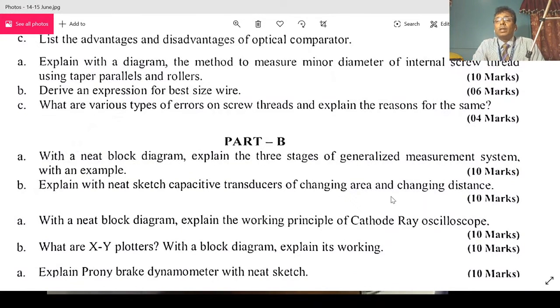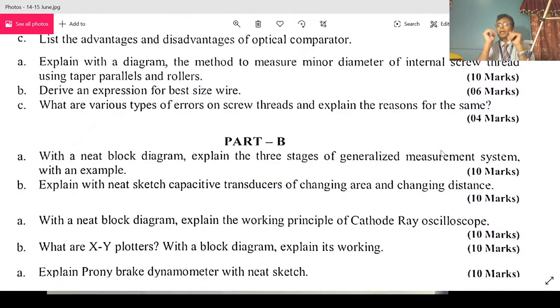Okay. Next, neat sketch. Explain 3 stages of generalized measurement system. Stage 1, detector transducer stage. Stage 2, intermediate modifying stage. Stage 3, readout stage. I think this was even your first IA test also. The same question was asked. This carries 10 marks. It varies from 6, 8 or 10 marks. Simple sketch, 3 parts: generalized measurement systems, input, stage 1 detector transducer stage, stage 2 intermediate modifying stage, stage 3 readout stage.